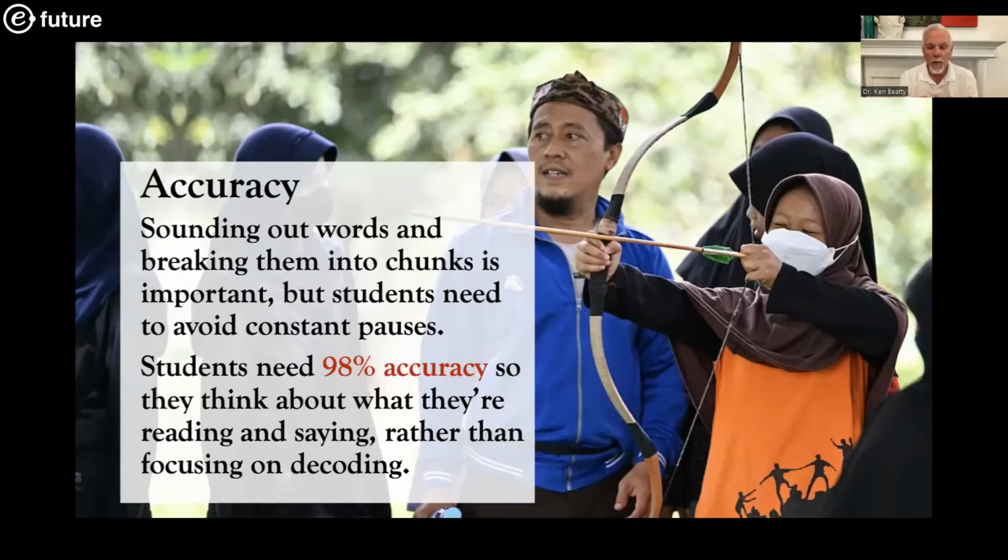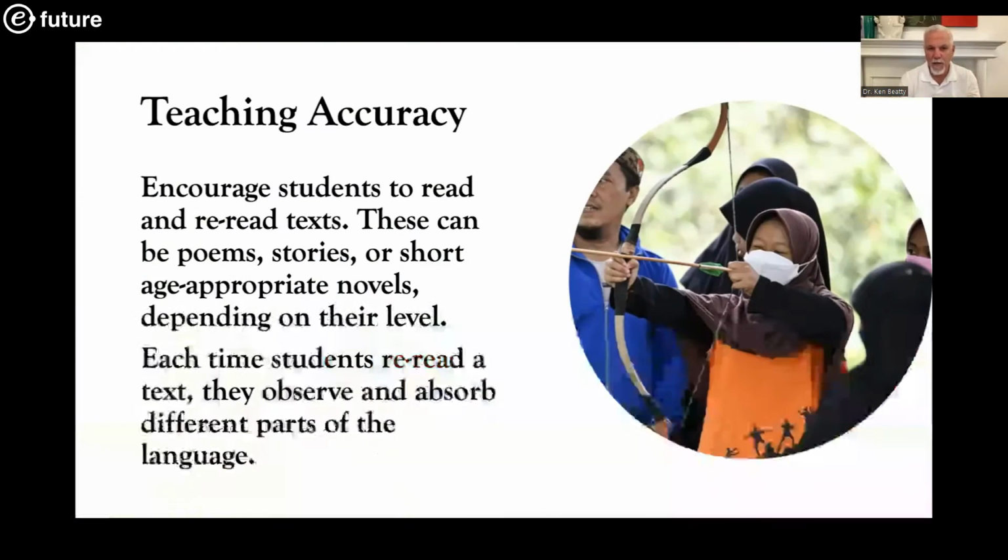And once they know the words, and some people say to a 98% accuracy, they stop thinking about the words themselves, and they're thinking about what they're reading or what they're saying, and they're not focusing on the decoding. The decoding is extremely important, and we have to go through those steps, but its purpose is to get to accuracy. So we teach decoding so that students can learn those words, remember those words, and use them.